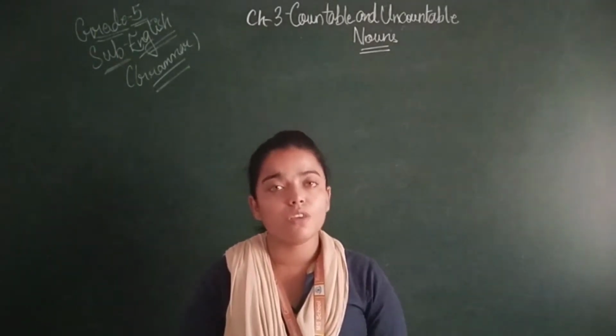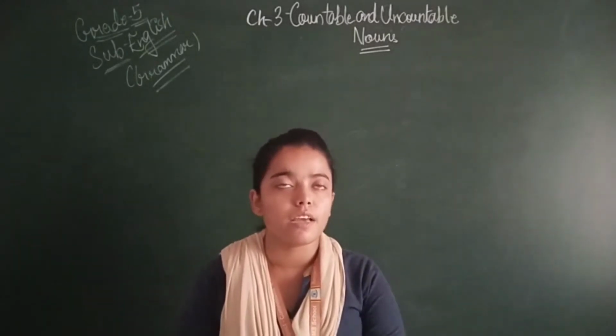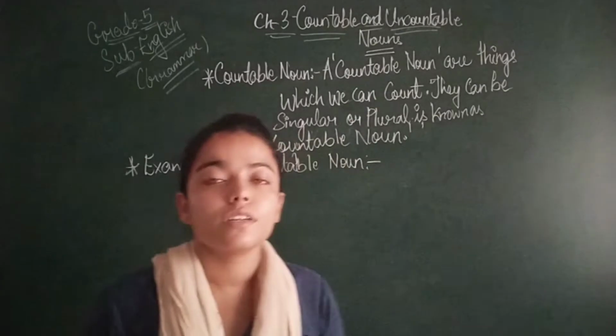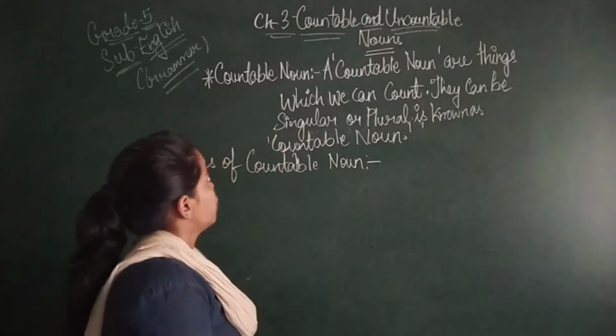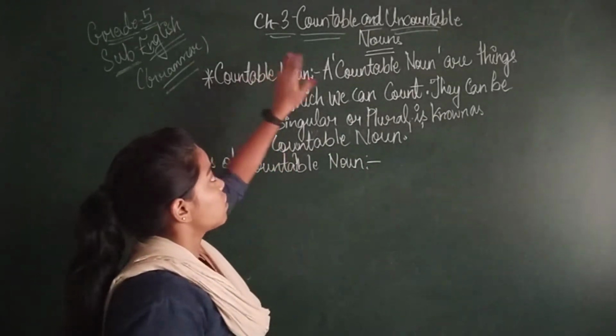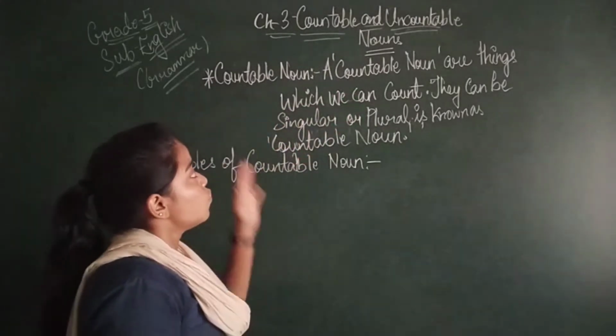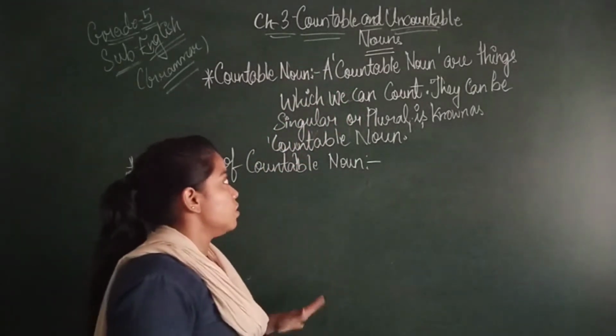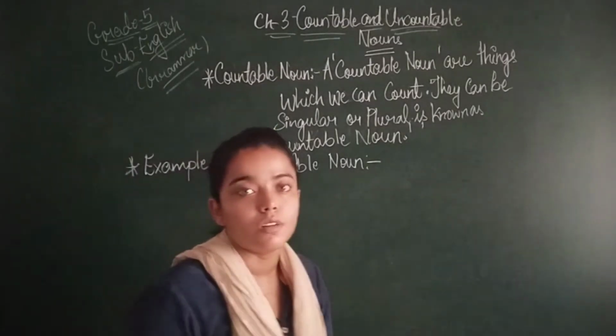So let's begin with the definition of countable and uncountable. The countable noun. So what is the countable noun? We will see the definition of it. Countable nouns are things which we can count. They can be singular or plural, and are known as countable nouns.